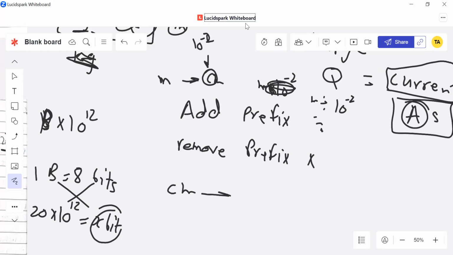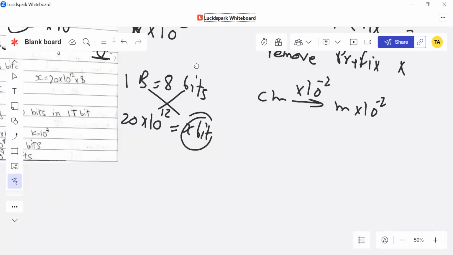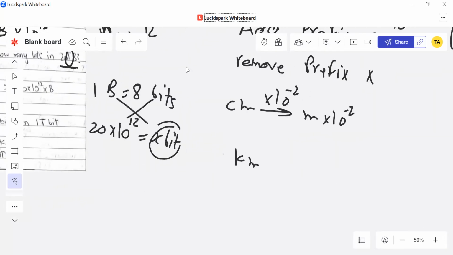Similarly, if I wanted to convert centimeters to meters, I'll multiply by 10 raised to power negative 2, and this will give me meters. Let's do one last example and then we'll move on. Let's say I want to convert 2 kilometers into, let's say, centimeters.